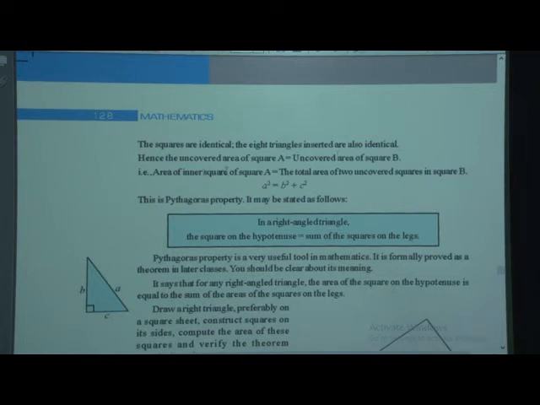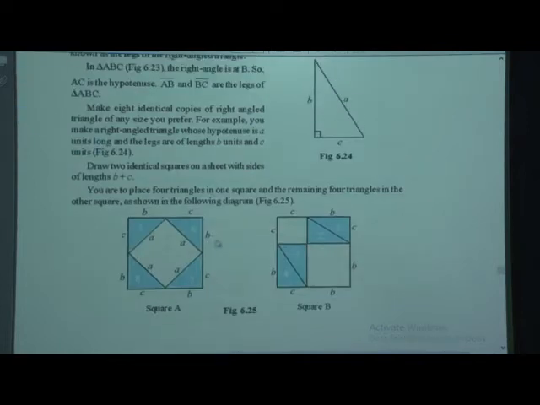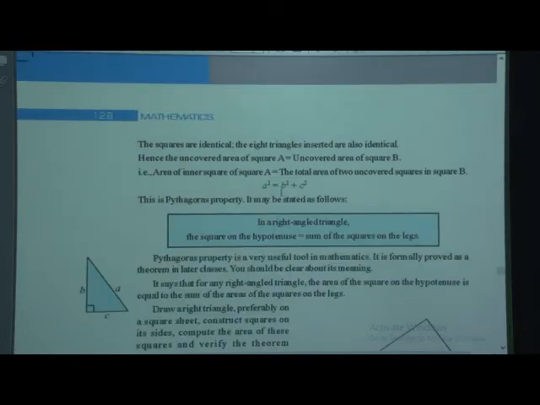Hence the uncovered area of square A is equal to the uncovered area of square B. That is, the area of the inner square of square A is equal to the total area of the 2 uncovered squares in square B. I will show you in square B. This is the uncovered area, covered with blue, which is a square equal to b square plus c square.